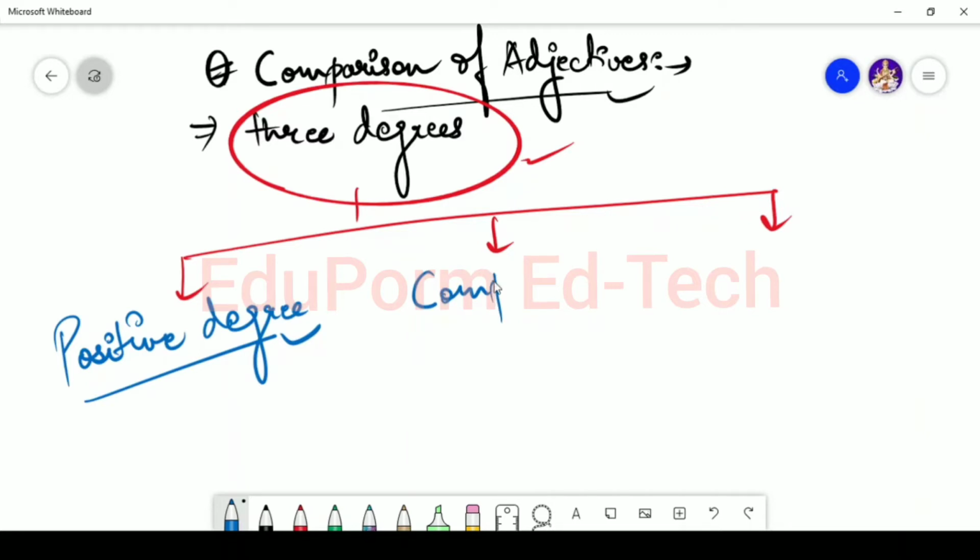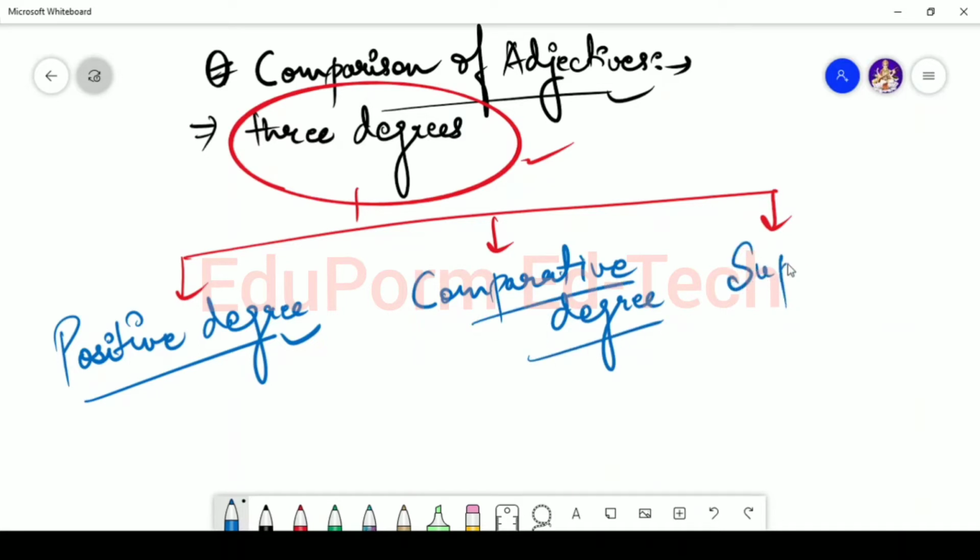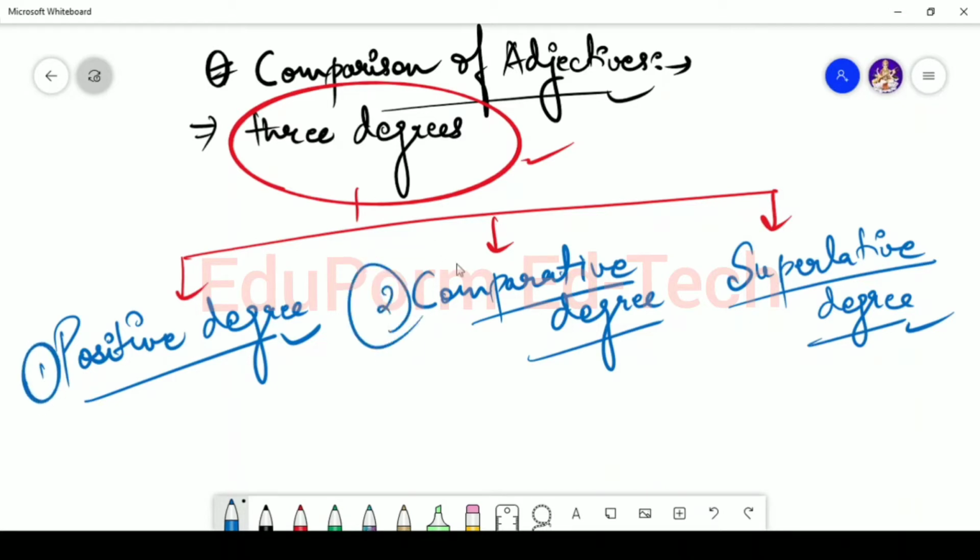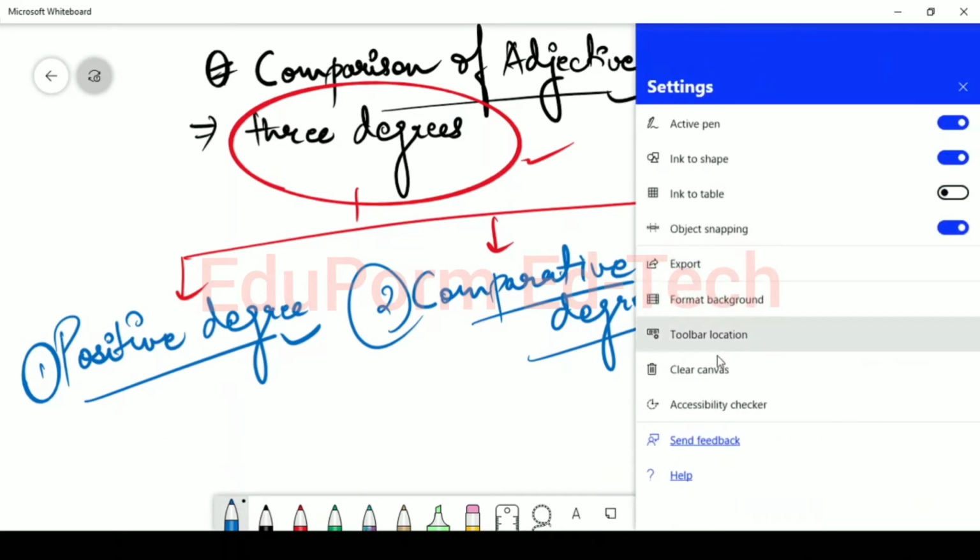The second one is known as comparative degree. And the third one is known as superlative degree. Okay? So these are the basic 3 degrees which you have to learn about. Now what are those degrees? We are going to learn about these degrees one by one. Okay? Let's learn about these.